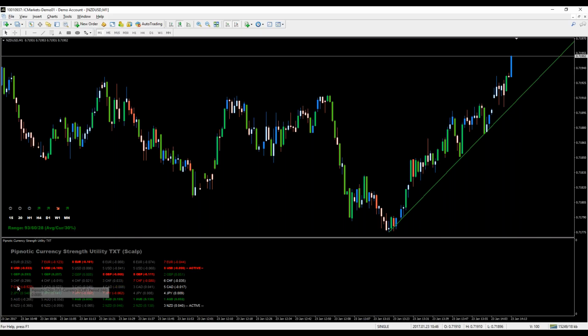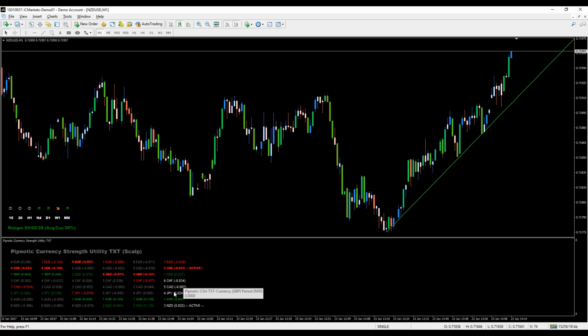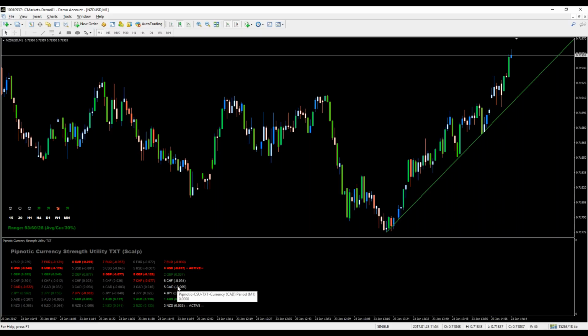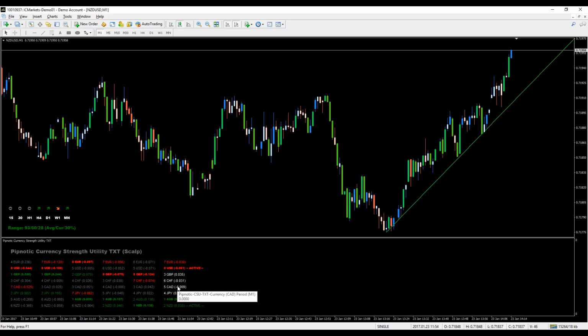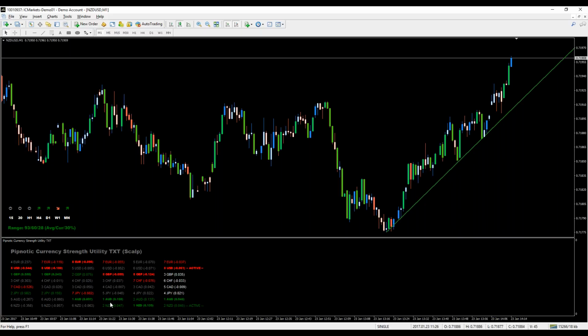But the thing I like about this is you're looking at so much more data here, where in the other configuration you're looking at 120 minutes, and here you're looking at 8 4-hour candles, 8 1-hour candles, 8 30-minute, 8 15-minute, 8 5-minute, and 8 1-minute. And so the depth of insight you have into the strength of the currencies is much greater when you're using this configuration here.